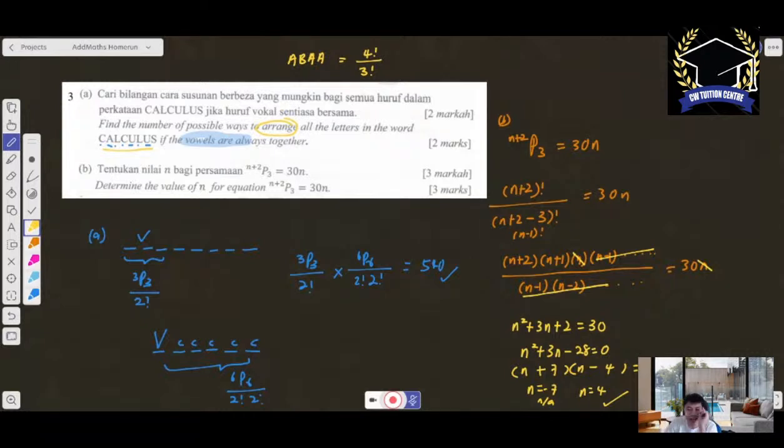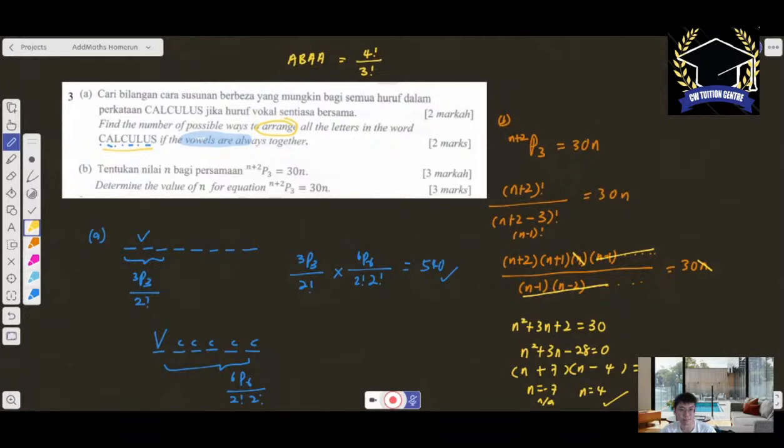Okay, there will be at least 3 marks for this question. Every time it will come out in paper 1. You need to know how to do this. Okay, so that's question 3.